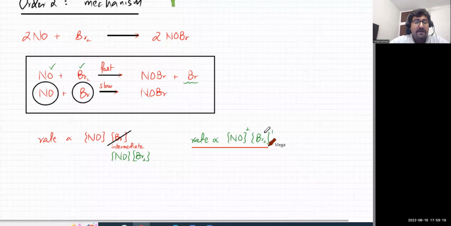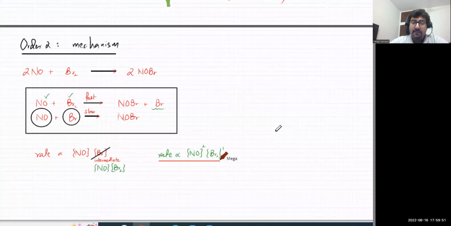But with Br2, it's order 1. If you increase the concentration of Br2, the reaction speeds up. Why? Because increasing the concentration of Br2 increases the concentration of Br atoms. So only one of the reagents in the slow step actually speeds up. So the reaction only speeds up once. It doesn't increase 2 times. So that's why it's order 2 with respect to NO and just order 1 with respect to Br2. So remember, that's one way of figuring out the order of a reaction.